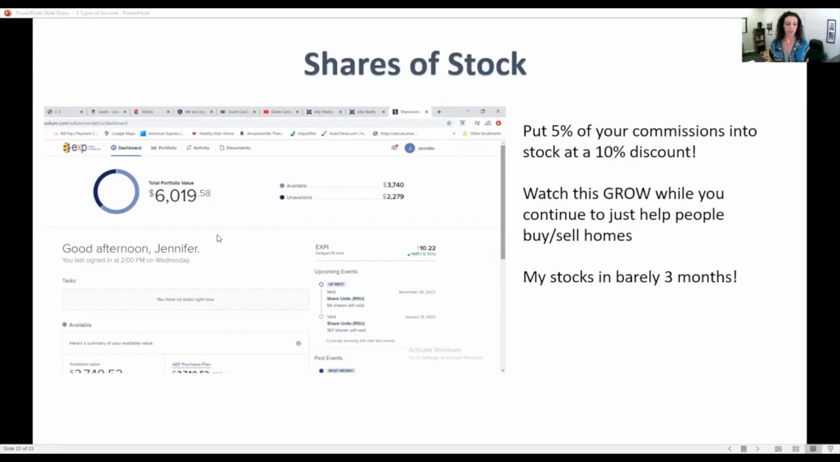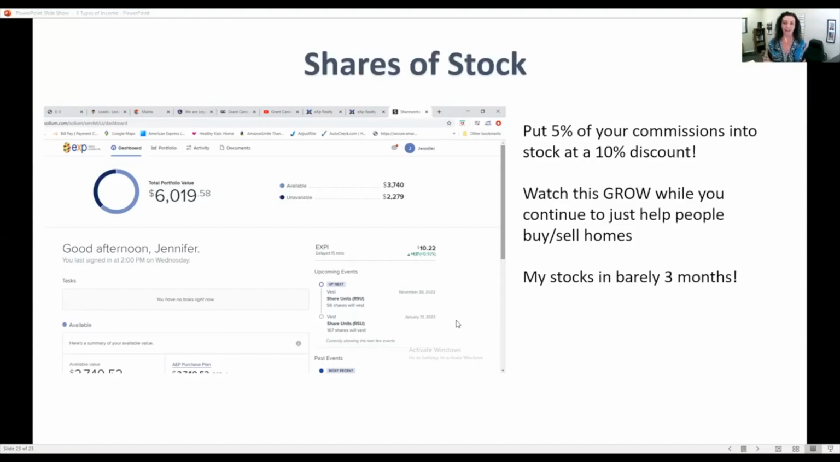So I'm watching this grow slowly on the side while I'm continuing to just help people buy and sell homes. In just 3 months, I think my first month I had maybe $250 in there. By my second month, I was already up to like 1,500 shares of stock. By my third month, I'm at over 6,000 shares of stock. And this is something I'm not even working. That's what I mean.